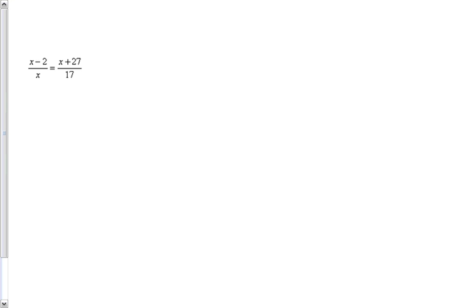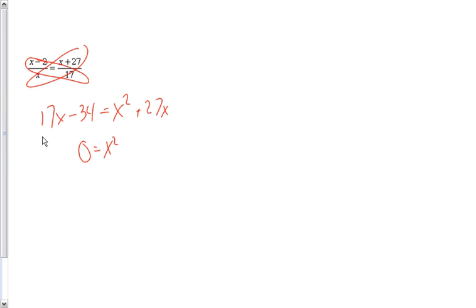I do have one more. Let's go with that. I would cross multiply this to make it easier. Get rid of the fractions, and you get 17x minus 34 equals x squared plus 27x. Then move everything over to one side. I'm moving it to the right. 0 equals x squared minus 17x, so minus 17x, you get plus 10x plus 34.